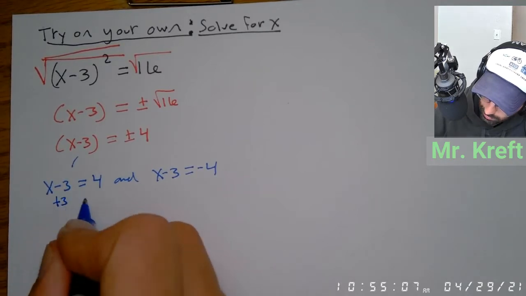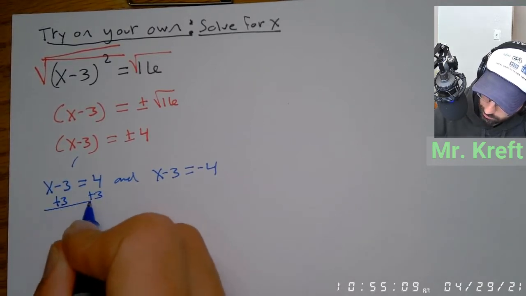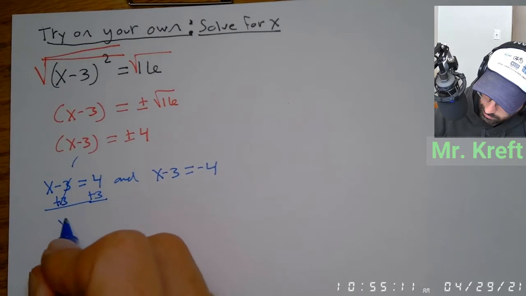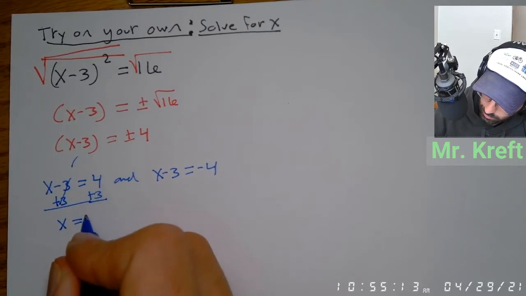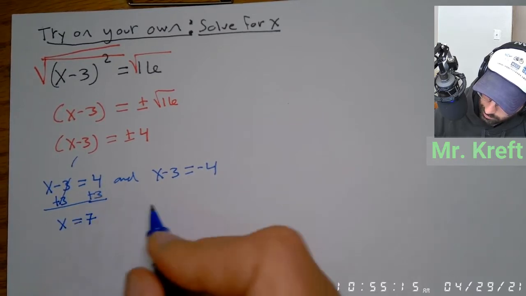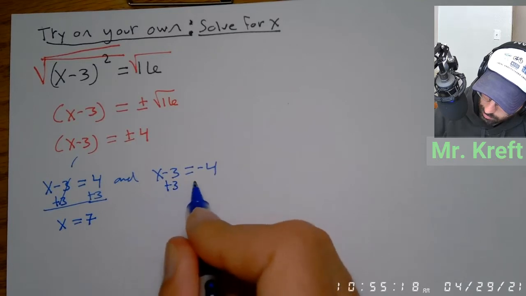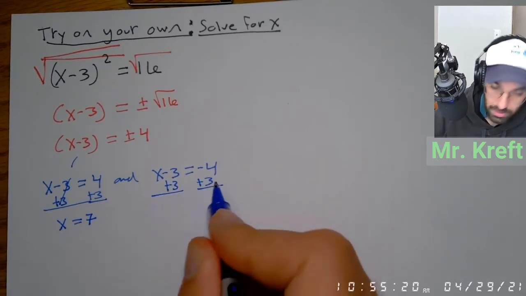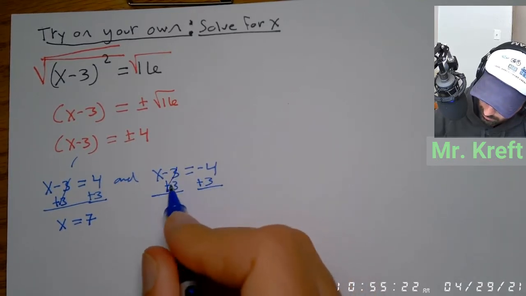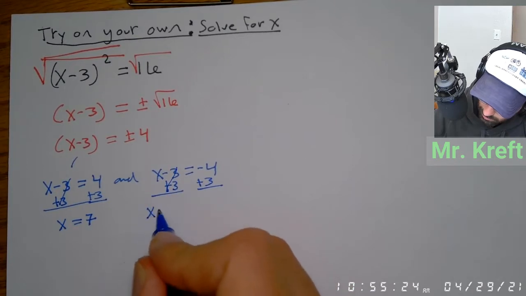Now we're going to want to solve both of these for our two answers. So in this case, I'm going to add 3 to both sides. So I get x equals 3 plus 4, which is 7. And then I'm going to add 3 to both sides here. Be careful of that negative. And that's going to be negative 1.